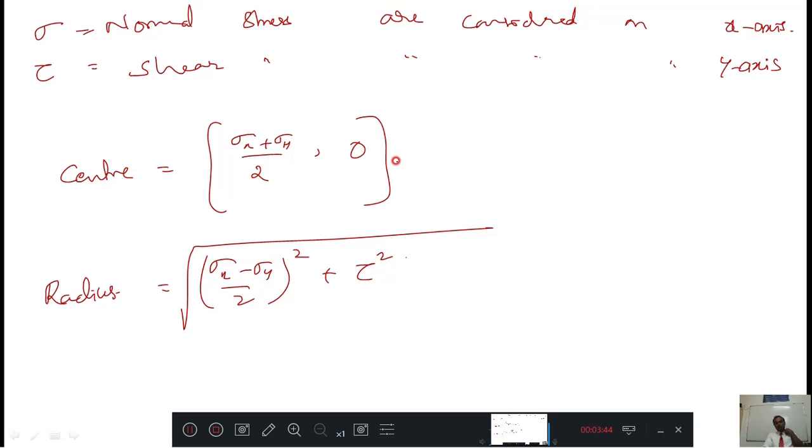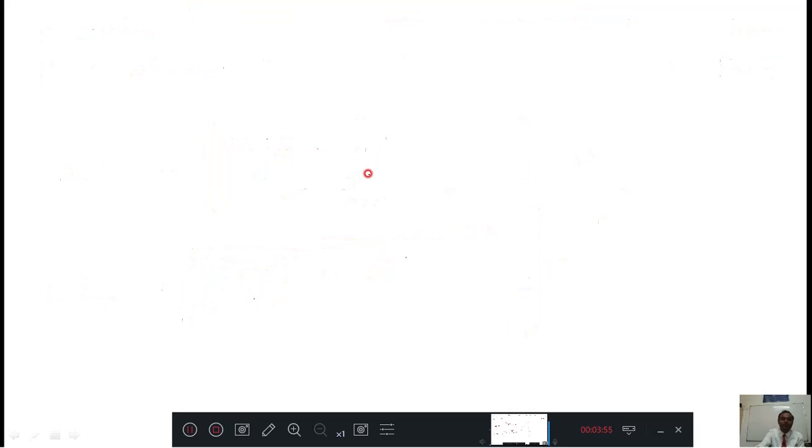Now it is very easy. You got the center and you got the radius. Then by knowing the center and the radius, you can draw the circle. Can you draw? Yes, you can draw the circle, obviously. Say for example, I will give an example. Let us consider I have one problem here. This problem says that here it is 80, this is 40 and this is 20. If these values are there, then draw the Mohr circle.